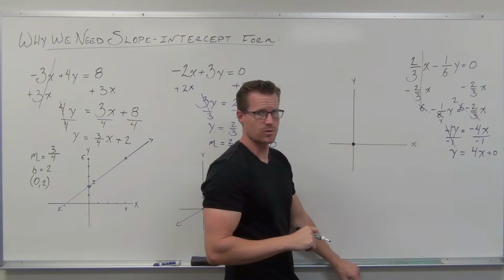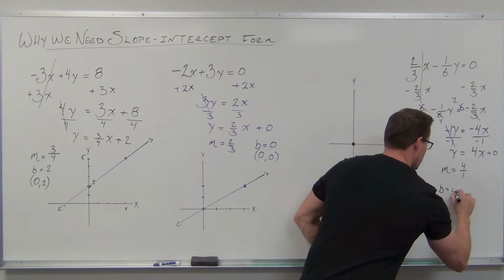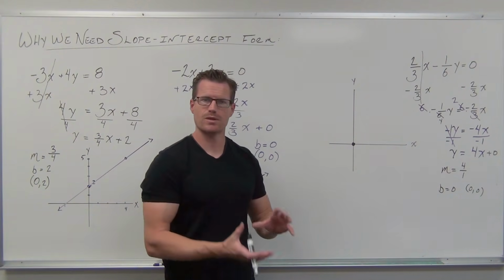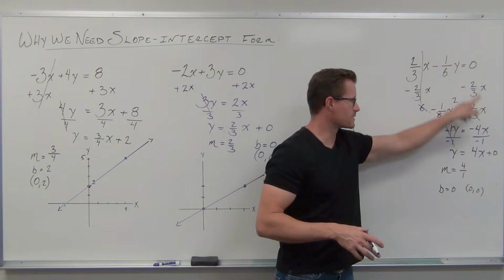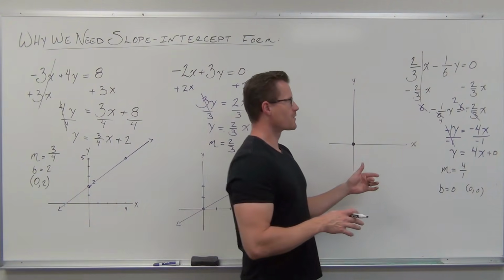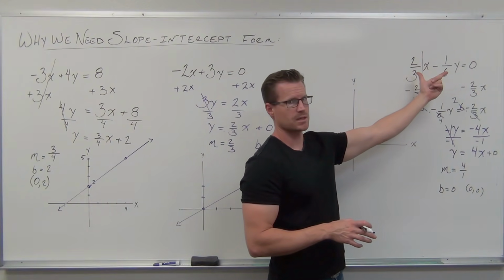I know for certain I'm going through 0. My m is 4 over 1. My b is 0. There was no constant. There is no constant. There's still no constant. My b is 0. I have a y-intercept of 0, 0. From there, it'd be very difficult to graph this with the intercept method because you can't.